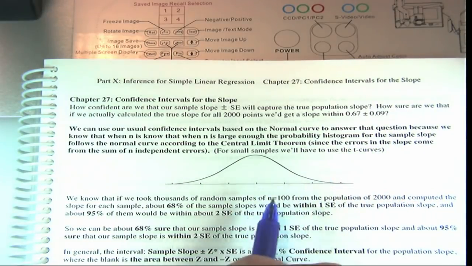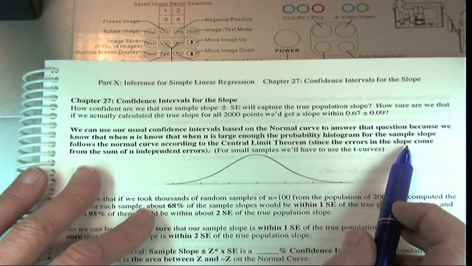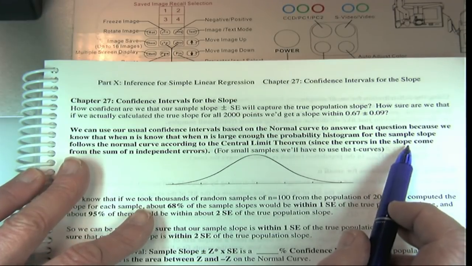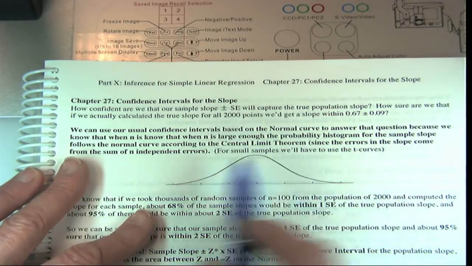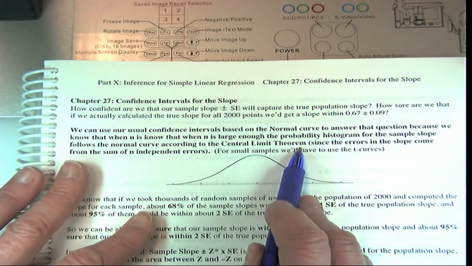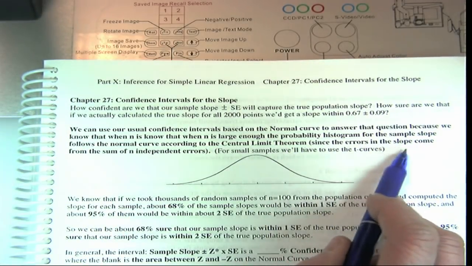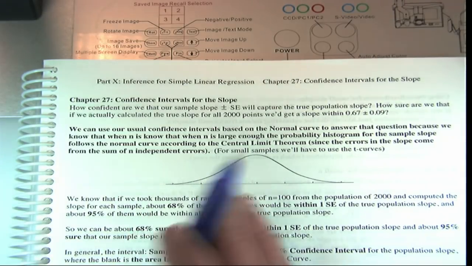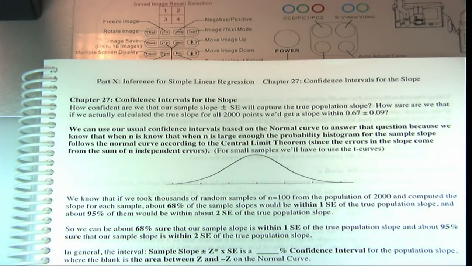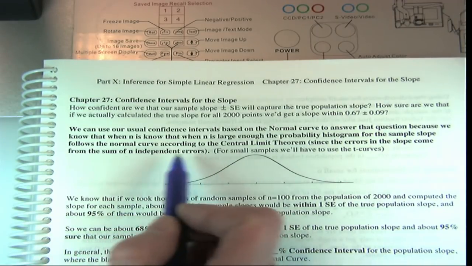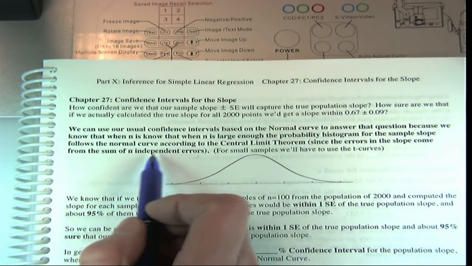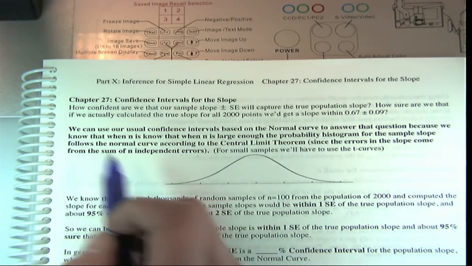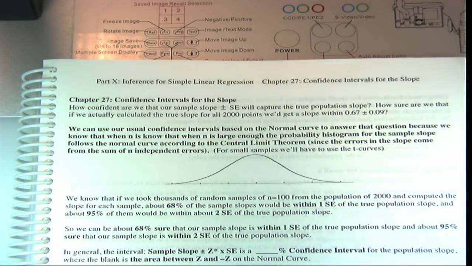Why? Because with a large enough sample, the probability histogram for the sample slope will follow the normal curve because of the central limit theorem. Since the errors in the slope come from the sum of n independent errors. There's our independence. And we know that the sum of n independent errors, if n is large enough, the distribution is going to follow the normal curve. So what do I mean by that?